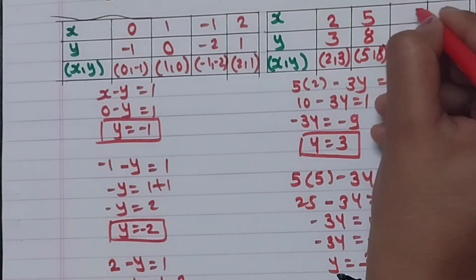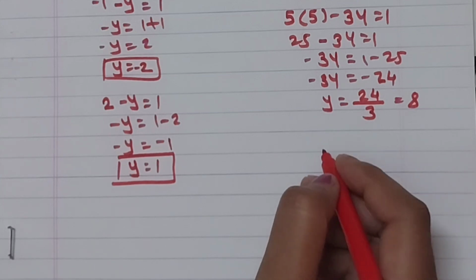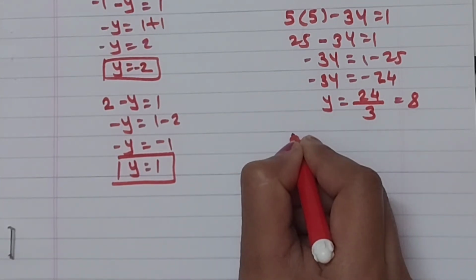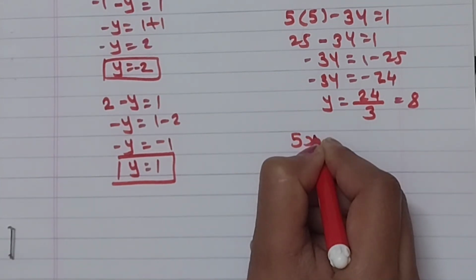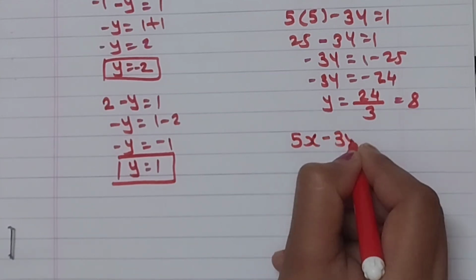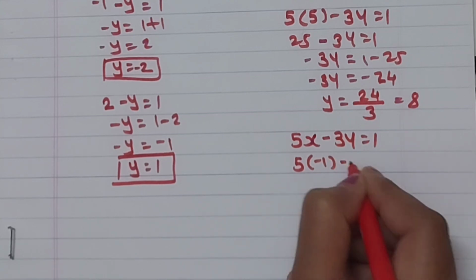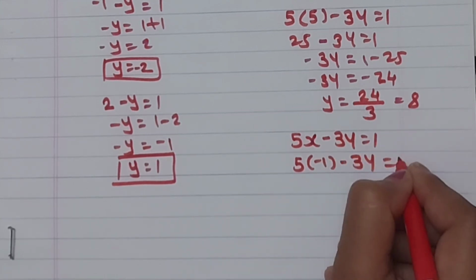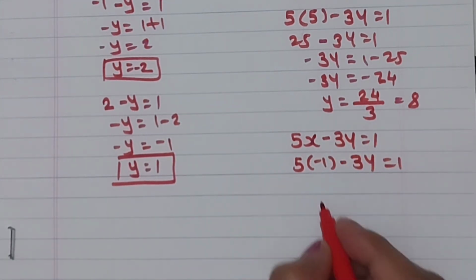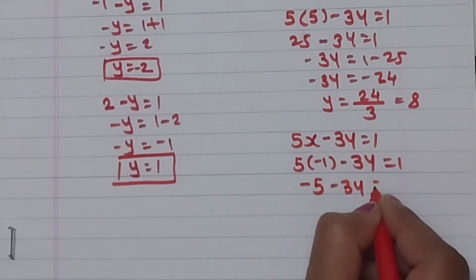If we put x is equal to minus 1 here, then we get 5x minus 3y is equal to 1. So 5 into minus 1 minus 3y is equal to 1. So this is minus 5 minus 3y is equal to 1.